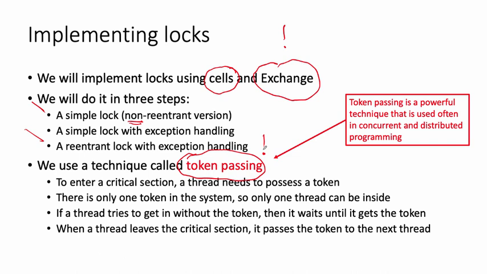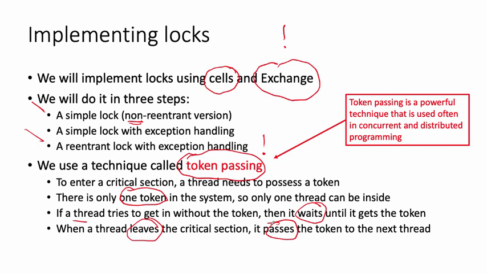You will have a line, a queue of threads waiting for the token. But only 1 thread will actually have the token. Okay? There's only 1 token in the system. If a thread tries to get in without the token, it waits. And when a thread leaves, it passes the token to the next guy.